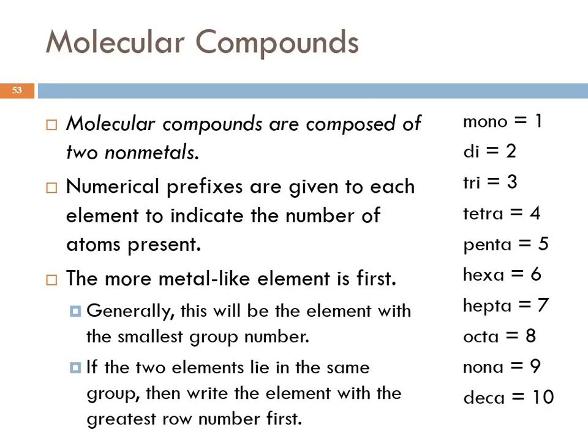If we look up and down in a column, say group 4, we've got carbon at the top, that's a nonmetal, and then it goes semi-metal, semi-metal, metal. As we go down, so greatest row number is more metallic.